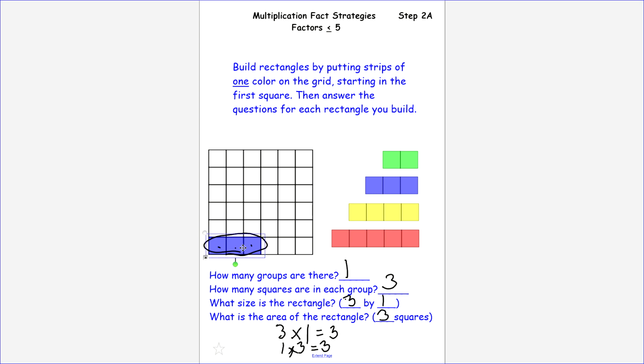If I turn this same rectangle on its side, well, I now have a 1 by 3 rectangle, but my area stayed the same. It's still 3.